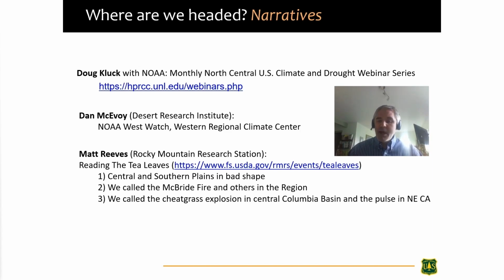Finally, there's my own webcast, which is called Reading the Tea Leaves. This is where we take all kinds of information and talk about what we think is going on and what is forecast to happen with respect to forage and fuel. Now, 3 of the things we've talked about this year alone: the Central and Southern Plains are in really bad shape, we called the McBride Fire and others in that region at least 2 weeks ahead of time, and we also called the cheatgrass explosion that's happening right now in the Columbia River Basin, but also the pulse in northeastern California of uncharacteristically large growth.